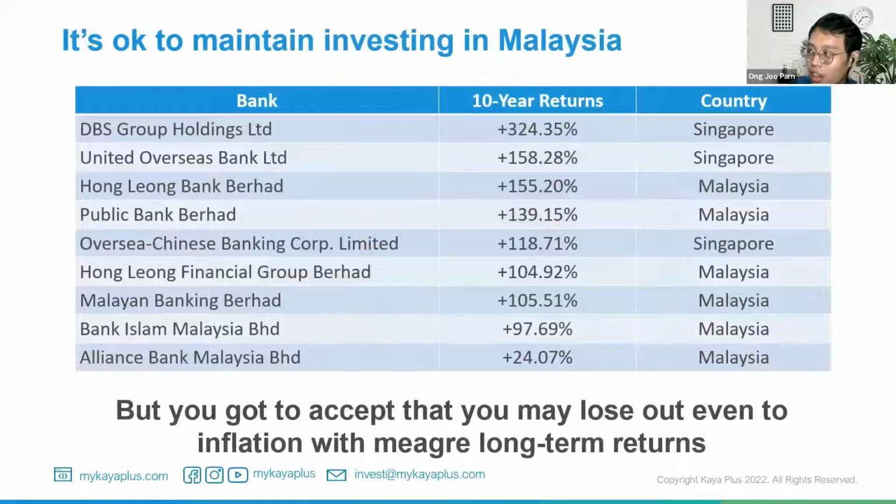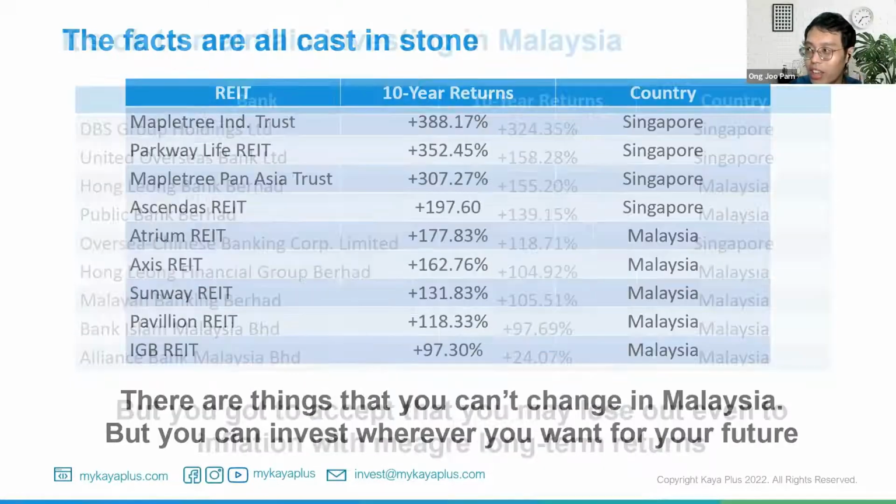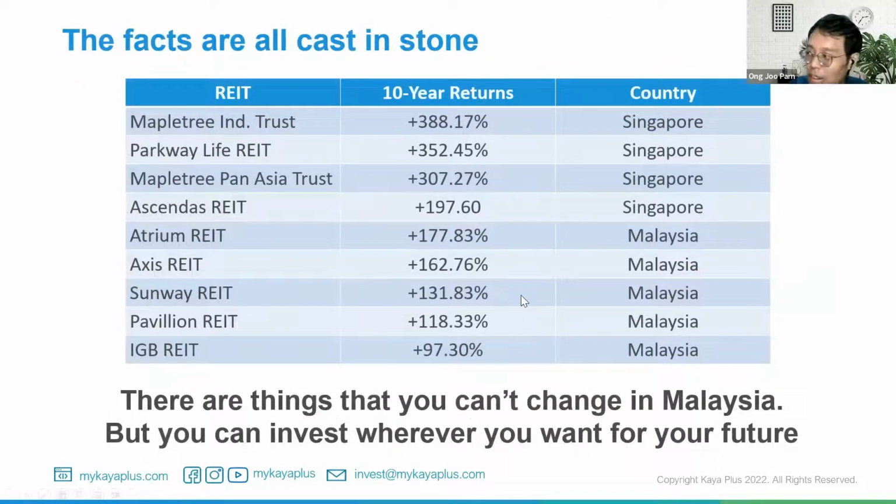Right? And you might be telling me, well, it's very complicated, it's very troublesome. But I will just give you a straightforward flashback on what we have just talked about in terms of the banks' historical performance. You can still maintain to invest in Malaysia, but you have got to accept that you may lose out even on inflation and also on the ringgit losses, the weakening ringgit as time goes by. The facts are already cast in stone. I'm not making up the figures right here.